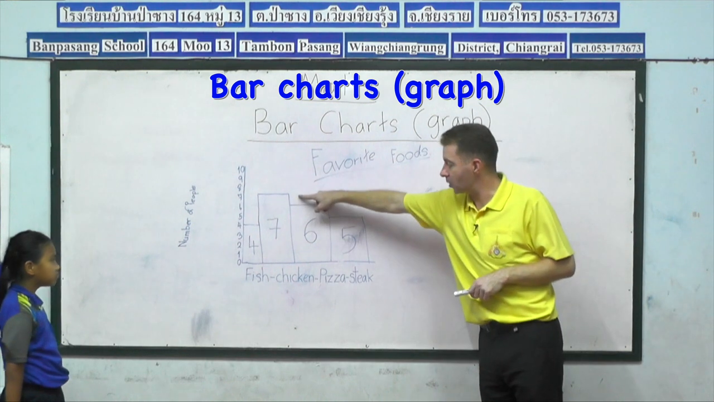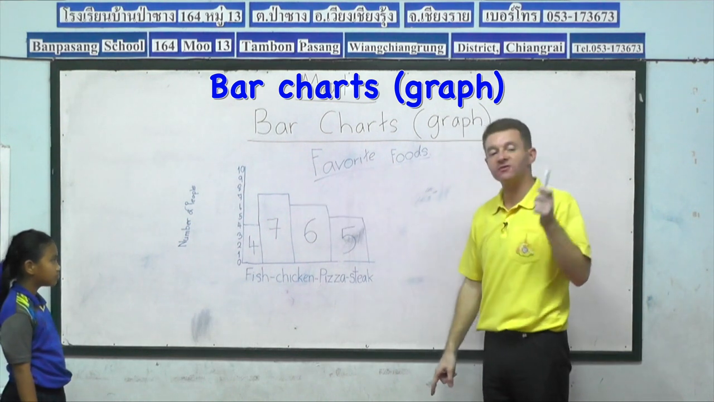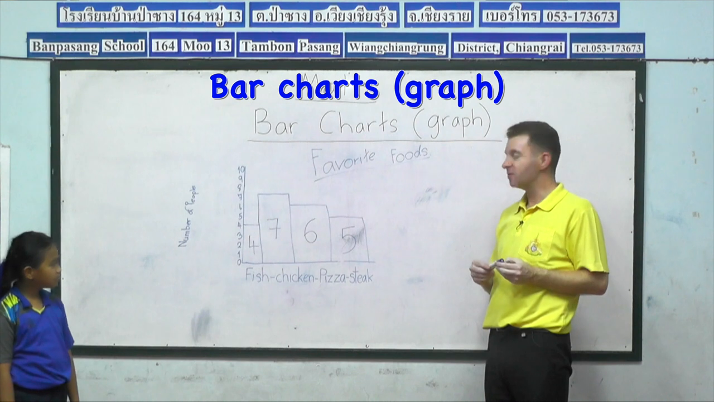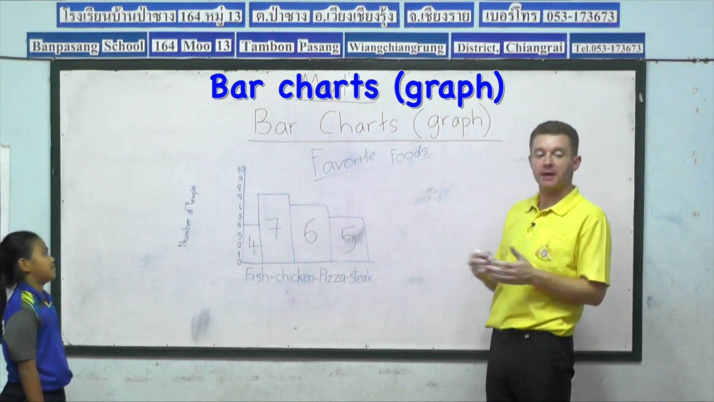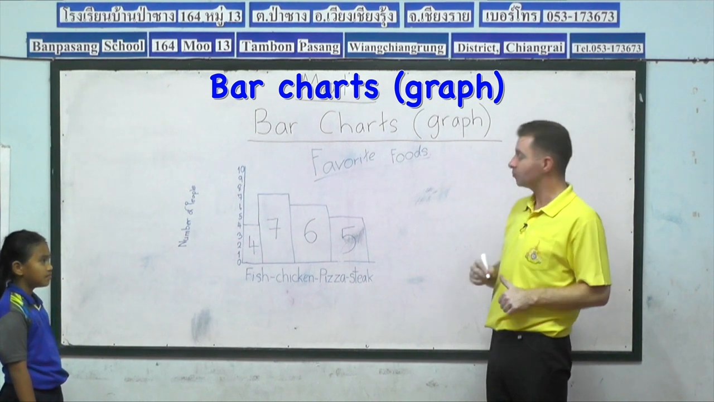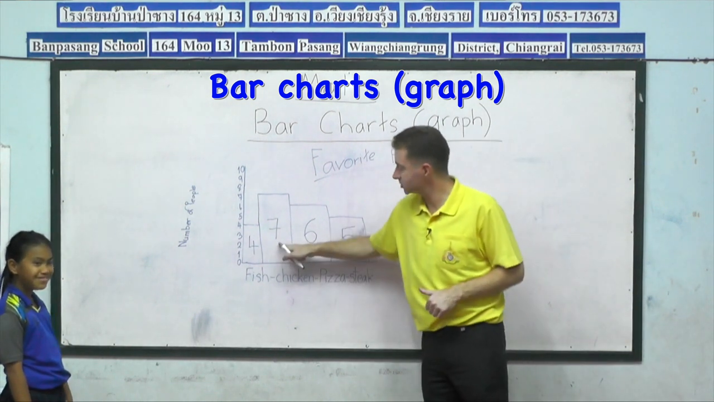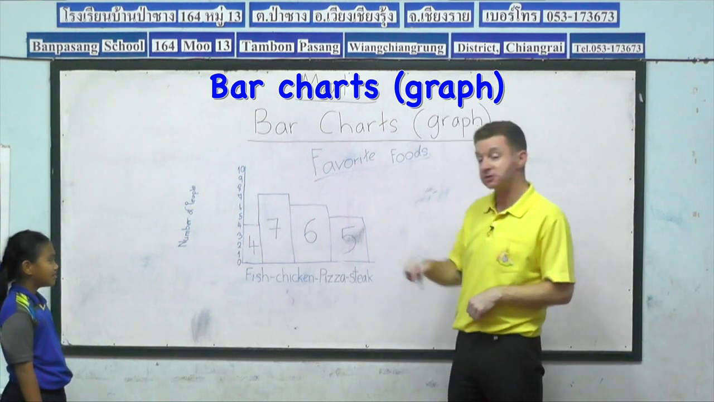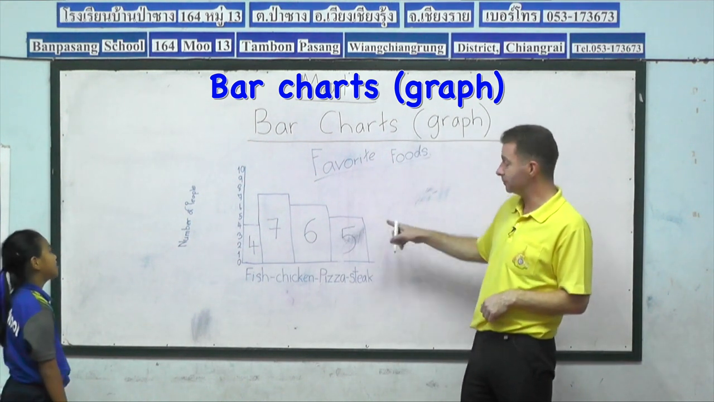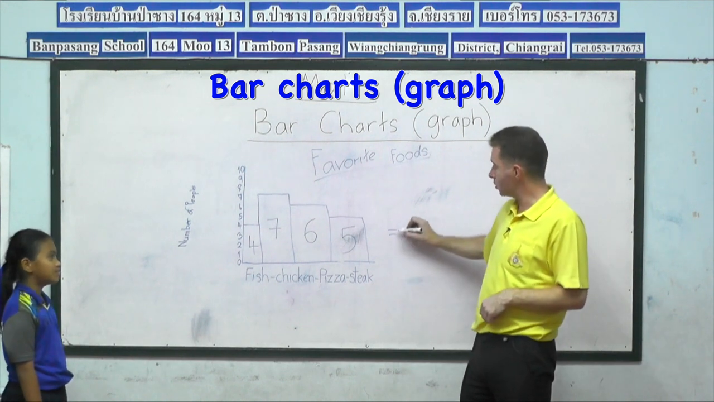So looking at our bar chart, guys, which is the most popular food? Chicken. Because most people like chicken. Which is the least popular? Fish. Because only four. And how many people in total have picked their favorite food? 22. 4 plus 7 equals 11. 11 plus 6 is 17. 17 plus 5 equals 22.